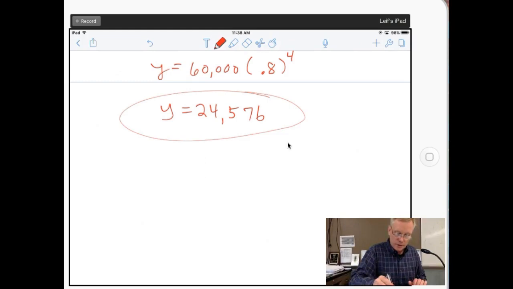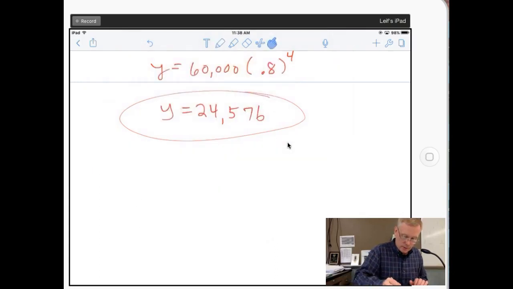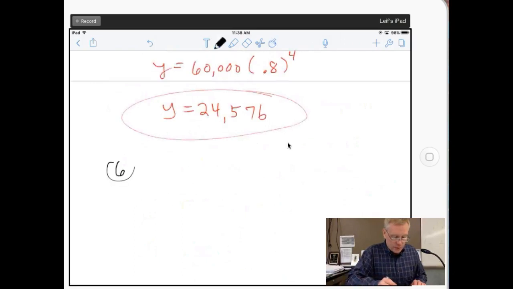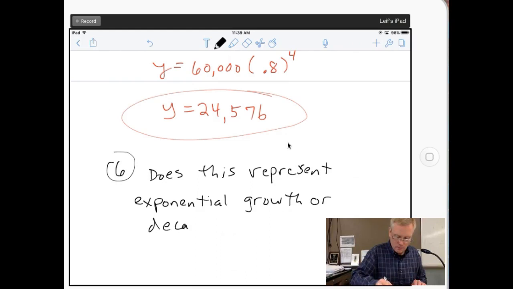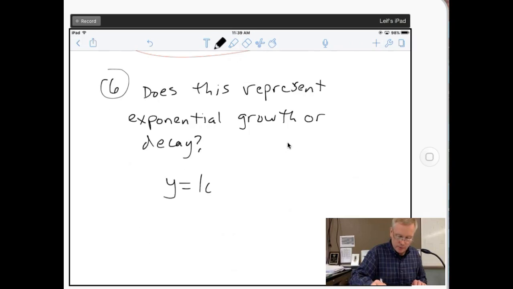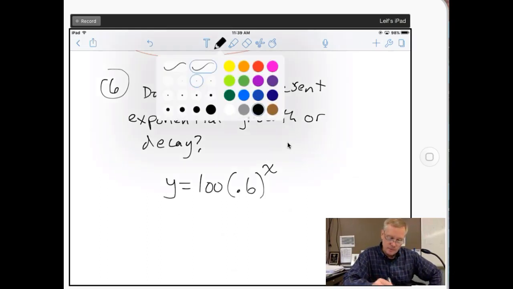All right, so let's backtrack just for 1 second. Here's the easy one for you. I'm on question 6. Does this represent exponential growth or decay? It's y equals 100 times 0.6 to the x. So hit pause, think about it, write down your answer, and then come back.